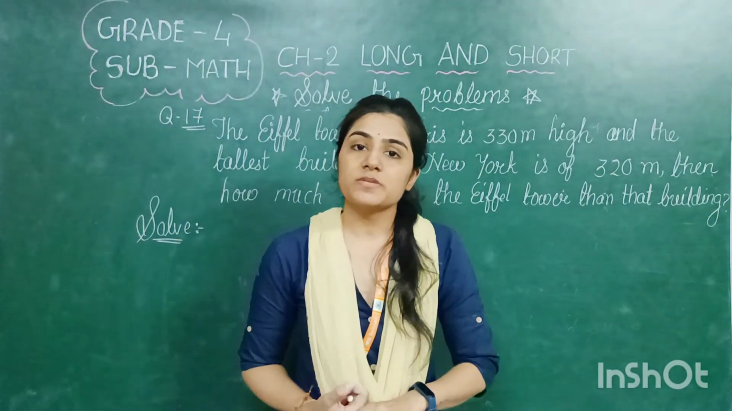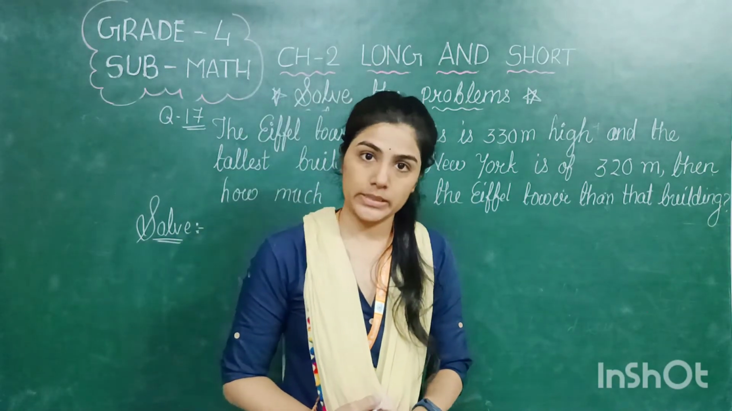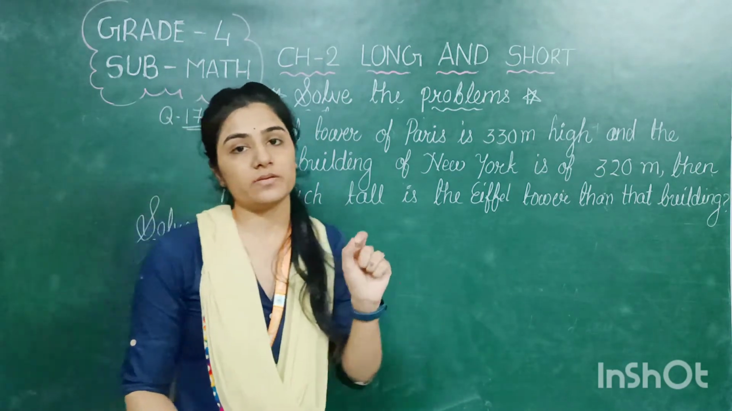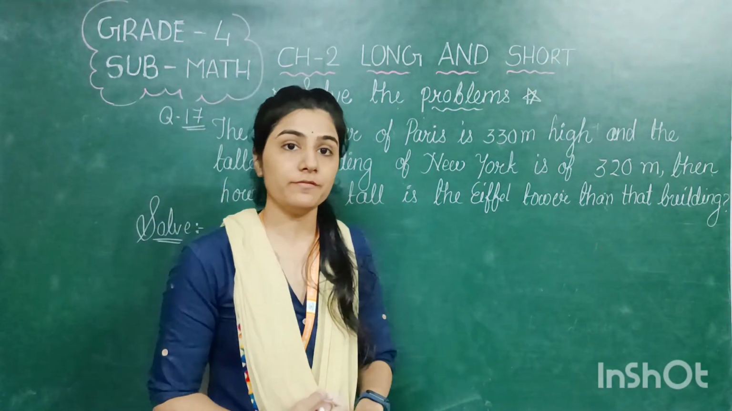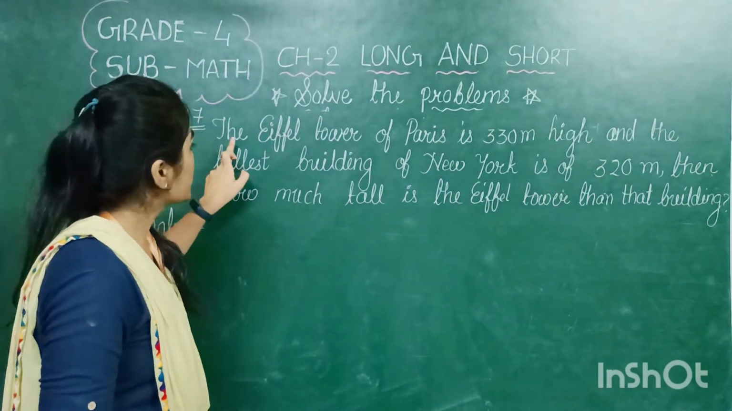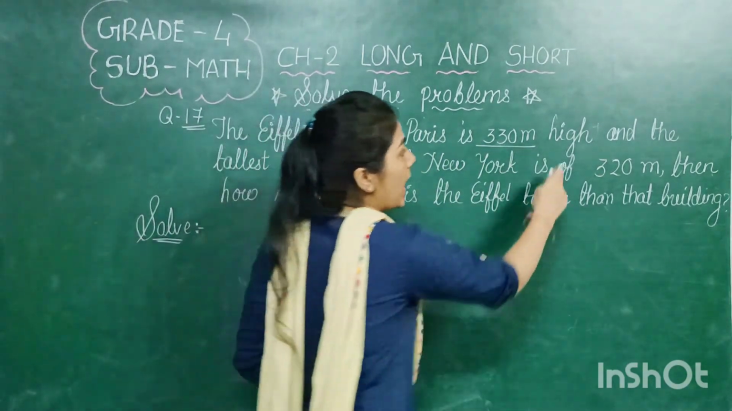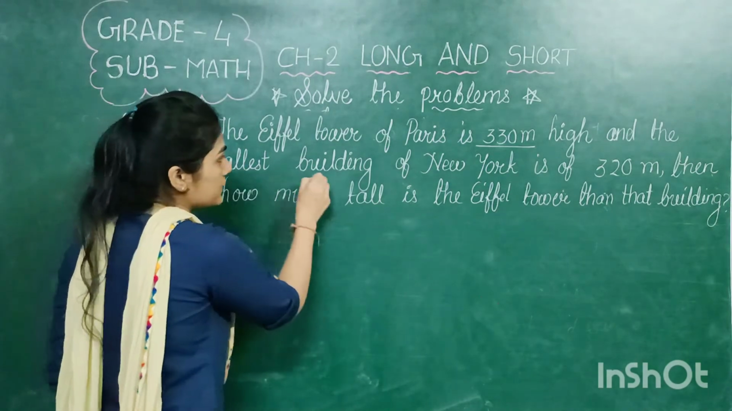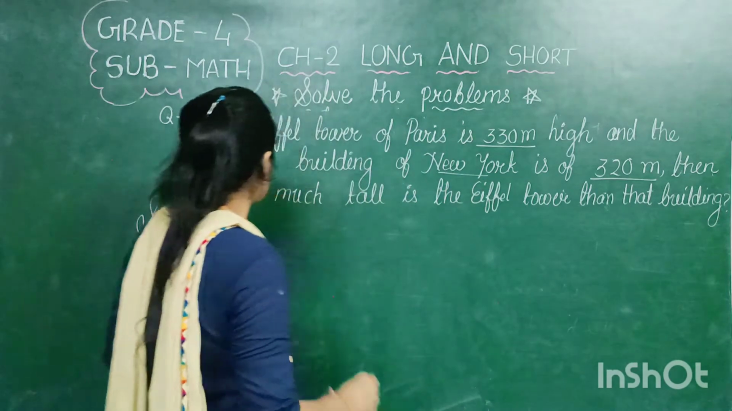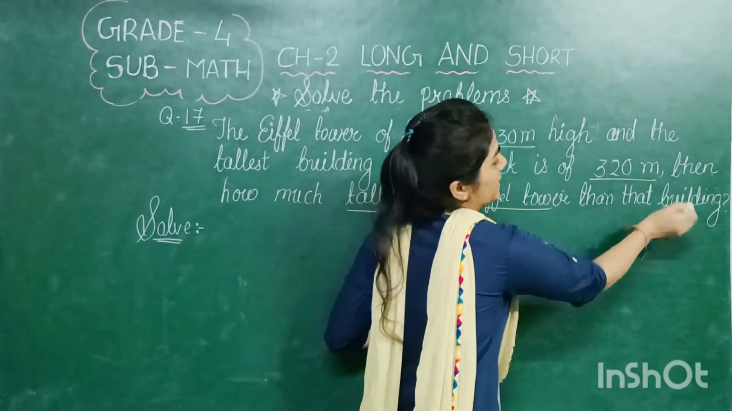See that both the sums which I have explained to you, that's all the problems are of question number 18. And this sum from that third number is very easy as like number 1 and number 2. So you can do by yourself. And this question I have written, it is of question number 17 from your workbook. So the question is the Eiffel Tower of Paris is 330 meter high. And the tallest building of New York is of 320 meter. Then how much tall is the Eiffel Tower than that building?